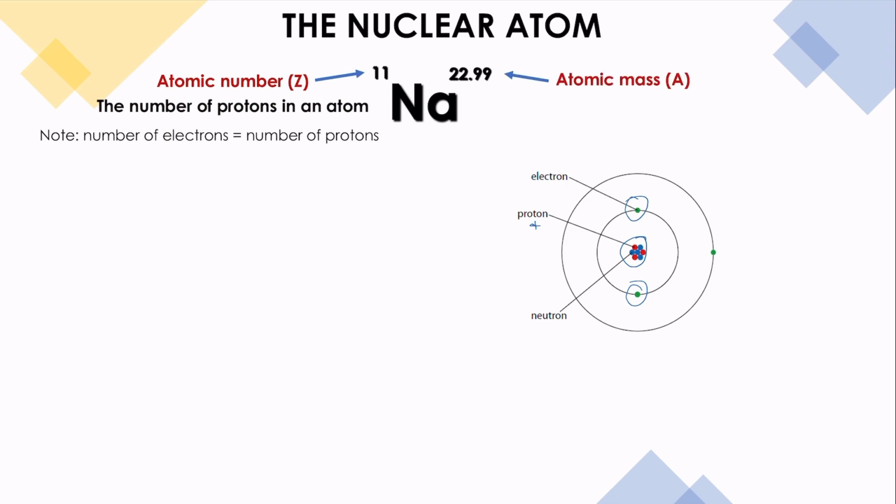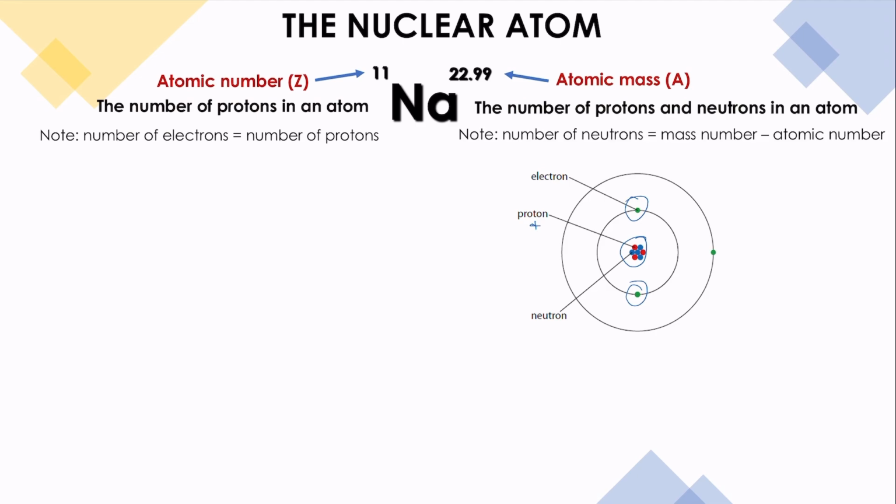Then we have the big number, which is representing the atomic mass, the number of protons and number of neutrons in an atom. And of course, to calculate the number of neutrons, we can do that through mass number minus atomic number. Then we'll find the number of neutrons.